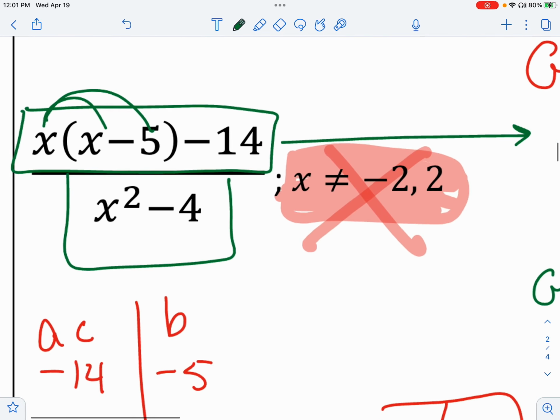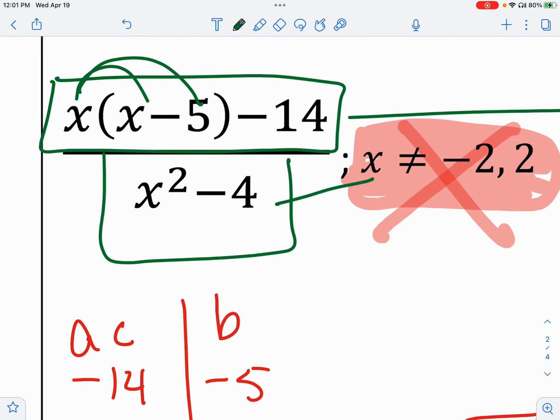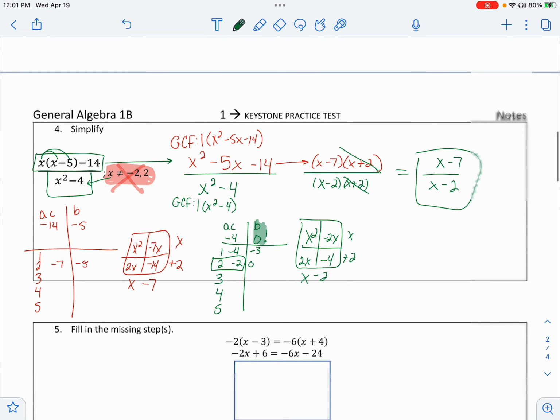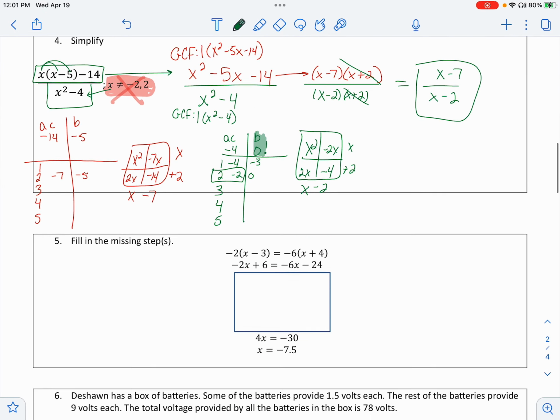Those are called restricted values. Long story short, those would make your denominator equal to 0, so they're not allowed to have them. Hopefully you won't need to have that extra tidbit of information as long as you can do everything else. Let's go to number 5.